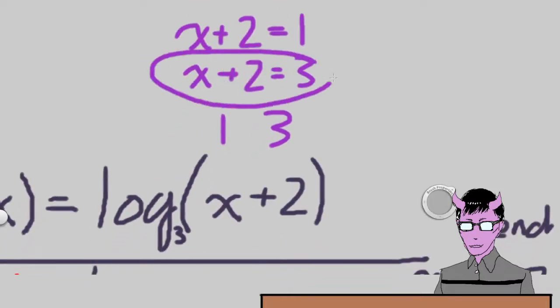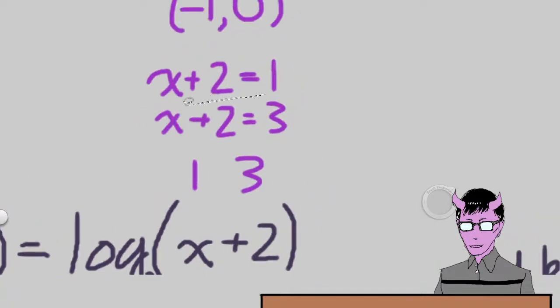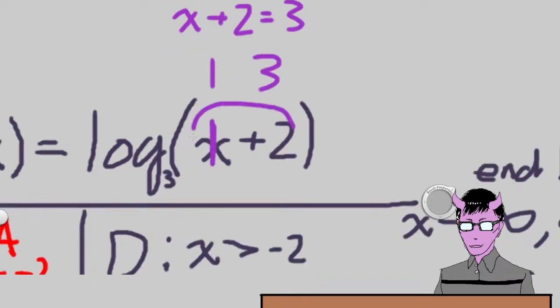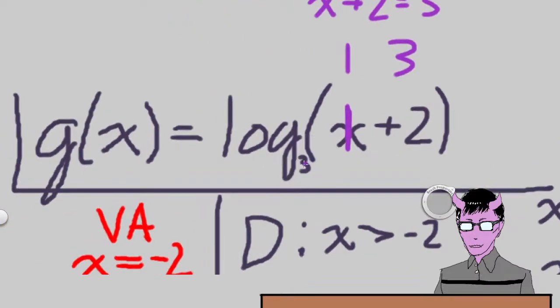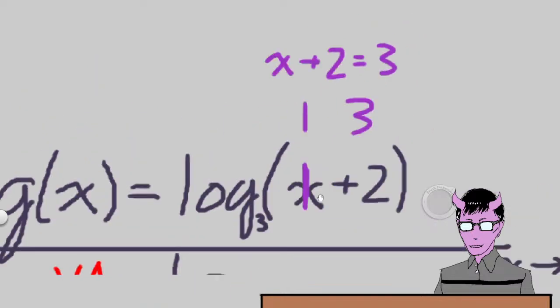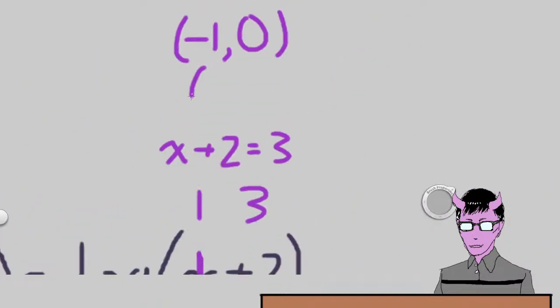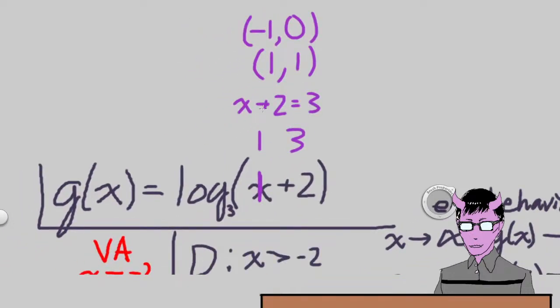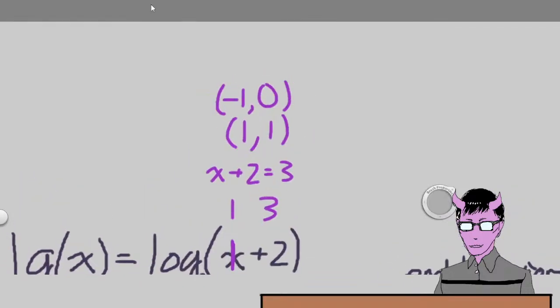Next one. We're forcing 3. In order for the total argument to be 3, what does x have to be? It has to be 1. So if x is 1, 1 plus 2 is 3. 3 to the power of what equals 3? Has to be 1. So again, if x is 1, we force the 3 argument, and then the y value ends up being 1. And thus we have our anchor points.